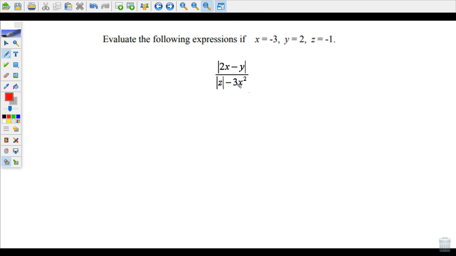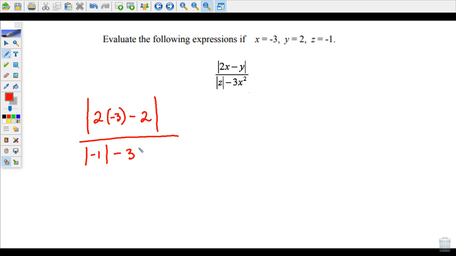So we're going to evaluate this expression when x is -3, y is 2, and z is -1. So first thing I'm going to do is copy the expression, but I'm going to plug in these numbers. So we have absolute value of 2 times x, which is -3, minus y, which is 2, close the absolute value. And then the denominator, we have the absolute value of z, which is -1, minus 3 times x squared, so -3 squared.